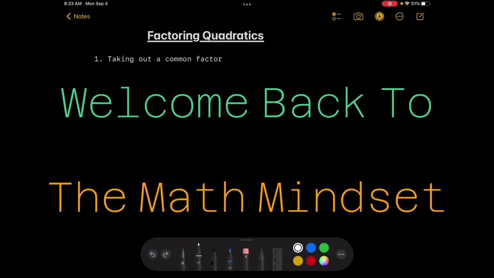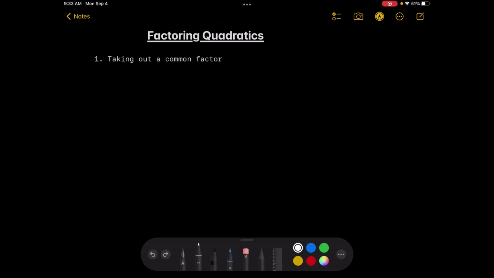Today I will be covering how to factor quadratics and extract solutions from them. This lesson will be a three-part video series in which we will be covering three different methods to factor quadratics. Here we're going to be covering the first method, which is just taking out a common factor. Now this common factor could be an integer or a variable term. So let's explore some examples.